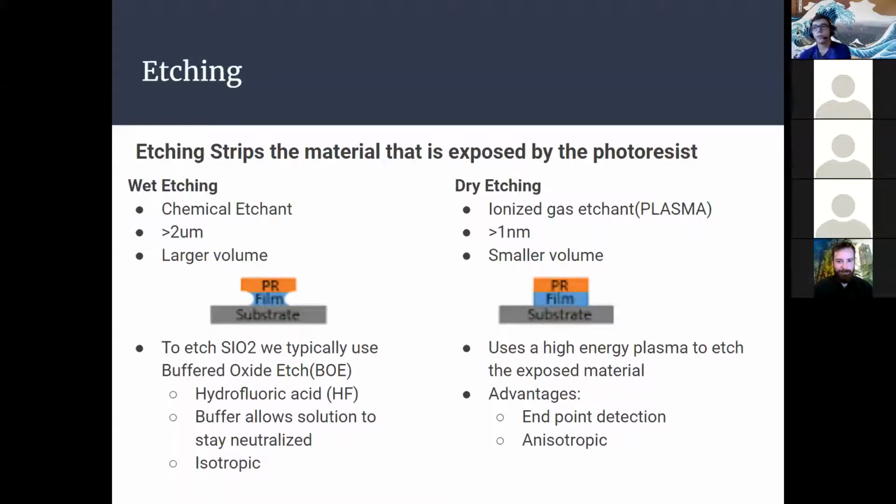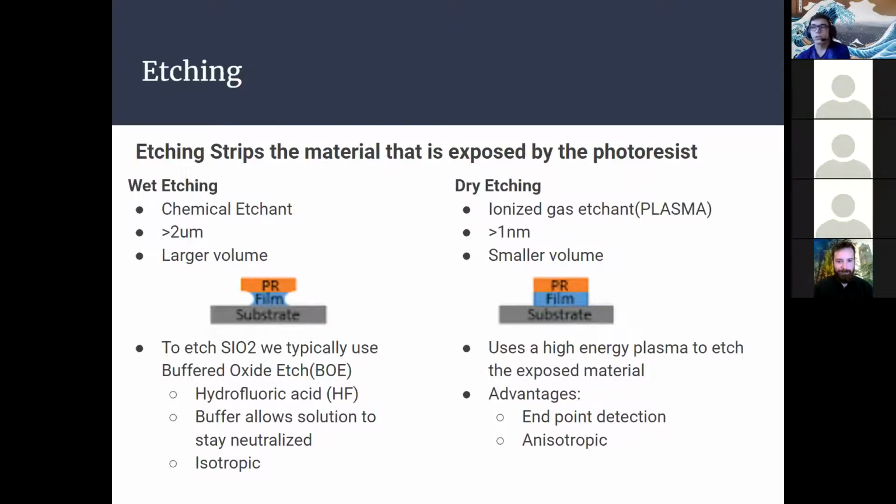So you can look at the thickness of your oxide layer, and you can basically say we want this many nanometers off of that thickness, and just using some simple math, you can determine how long you need to have it in this buffered solution before you need to take it out. The solution we use is called buffer oxide etch, and it's just a diluted hydrofluoric acid solution.